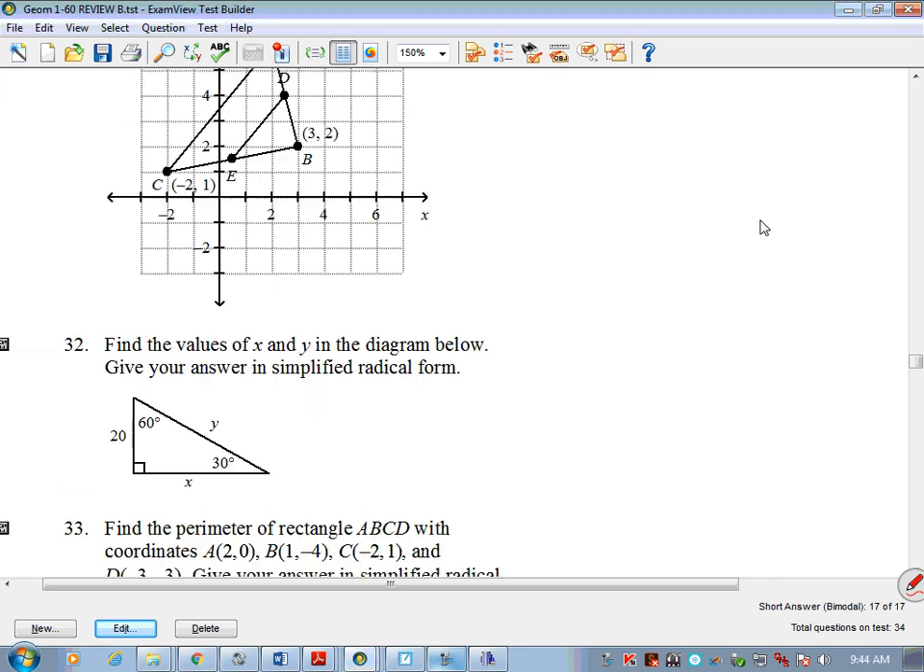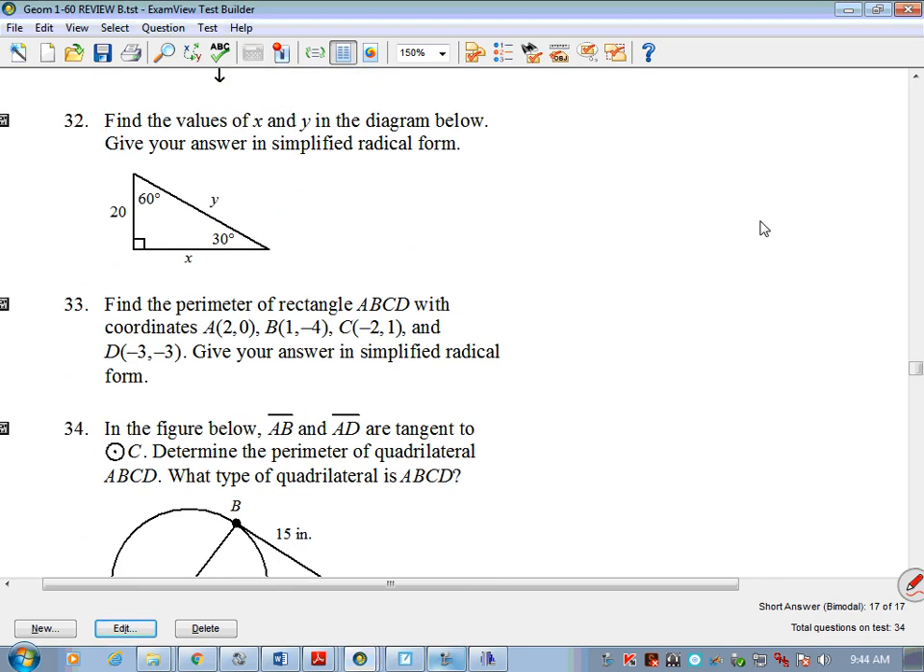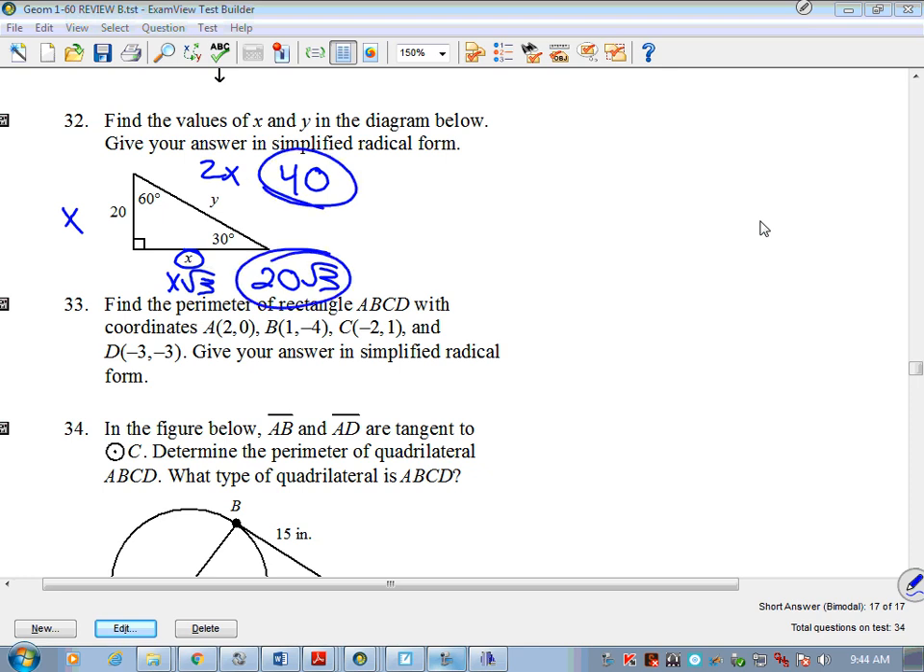All right, 32, we're getting close here to the end, which is great. Get this out to you as soon as possible. 32 is another 30-60-90. They're showing that my short side is 20. Remember that it is a ratio of x, 2x, x radical 3. So I know that x here is going to be 20 radical 3. And now I'm going to take x times 2, and that's going to give me 40.